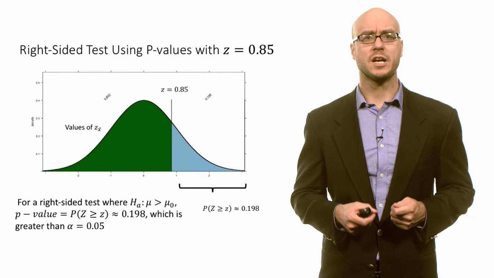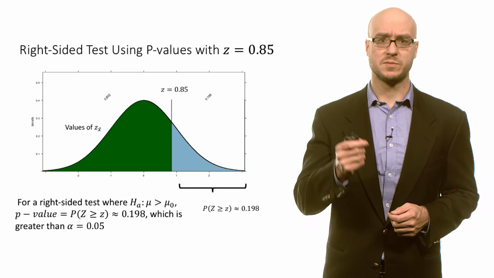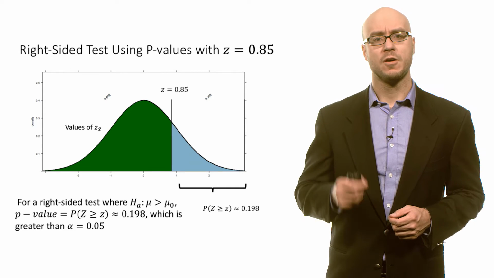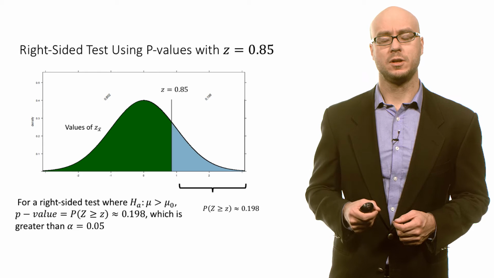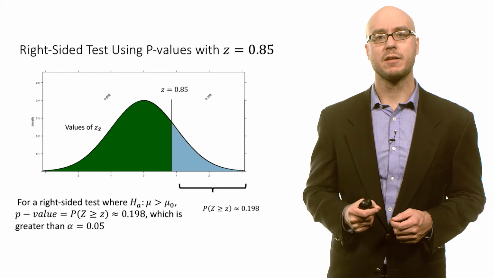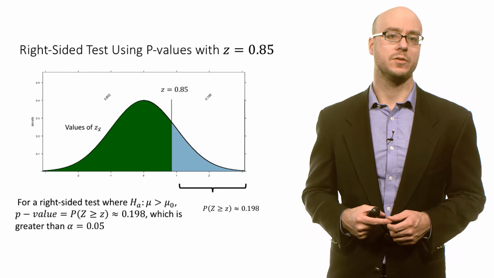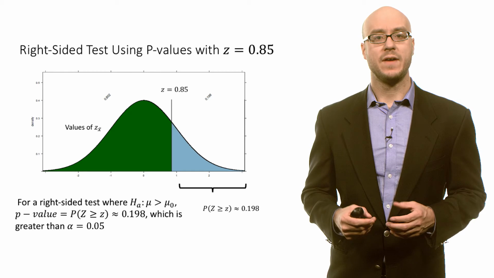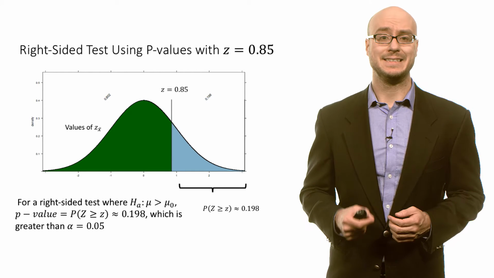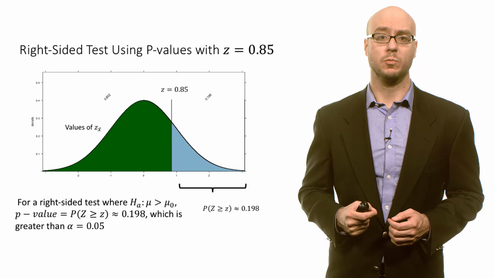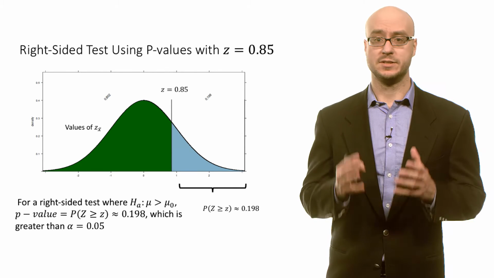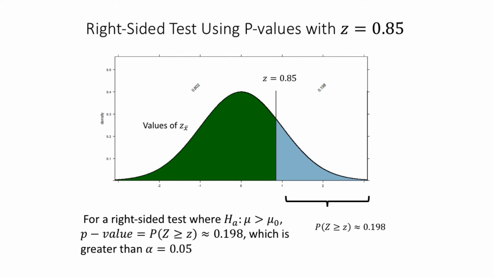We could also conduct a right-sided test using this particular z-test statistic. For a right-sided test, where the alternative is that the population mean is greater than the claimed value under the null hypothesis, the p-value is simply the probability of obtaining a z-test statistic greater than or equal to the one we observed. That probability is simply 0.198. This is, again, greater than alpha of 0.05. So for a right-sided test, we would, again, fail to reject the null hypothesis.